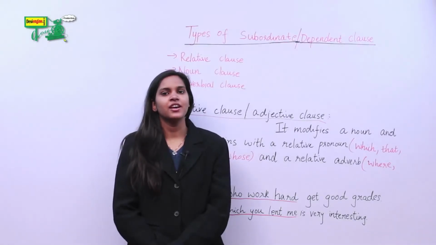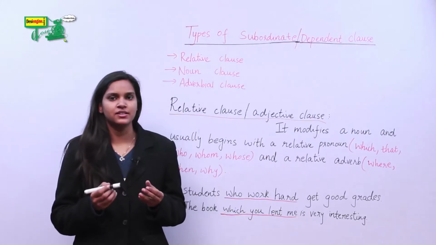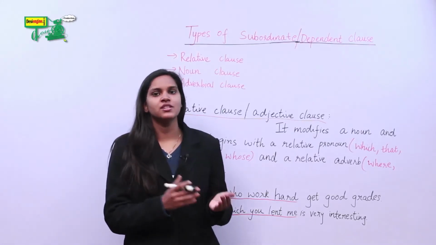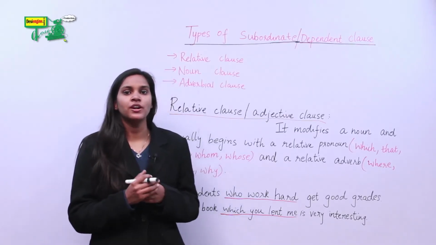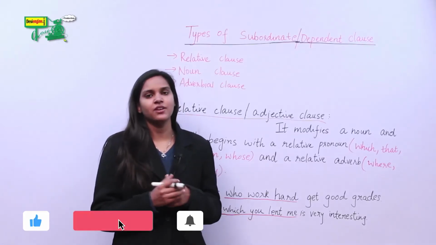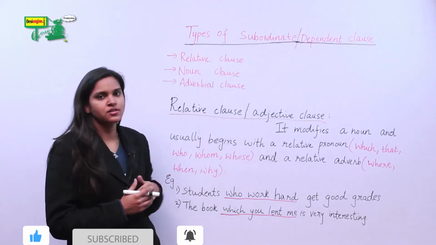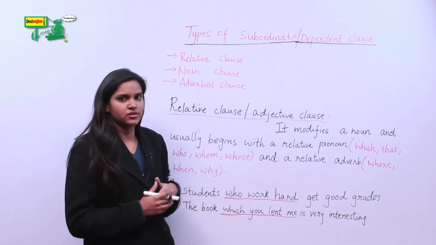Hello friends. In our previous class, we learnt about the different kinds of clauses. That is, clauses are divided into two types, dependent clause and independent clause. Today we'll learn about the different kinds of dependent clauses. A dependent clause can be divided into three kinds. That is, relative clause, noun clause, and adverbial clause.